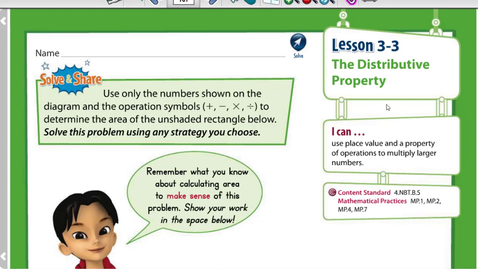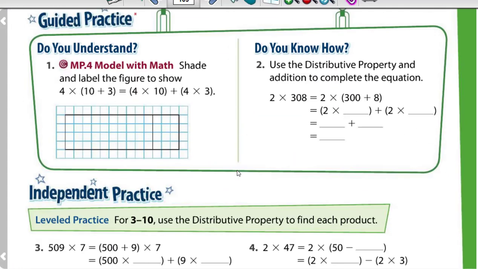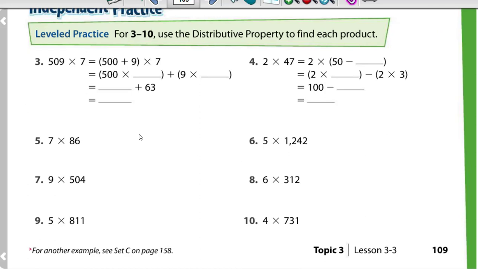Today's lesson is distributive property, and what we will solve today are questions like this. Use distributive property to find each product. As you can see here with me, 509 times 7 equals 500 plus 9 for 509 times 7, and after that we will use distributive property and find the product.